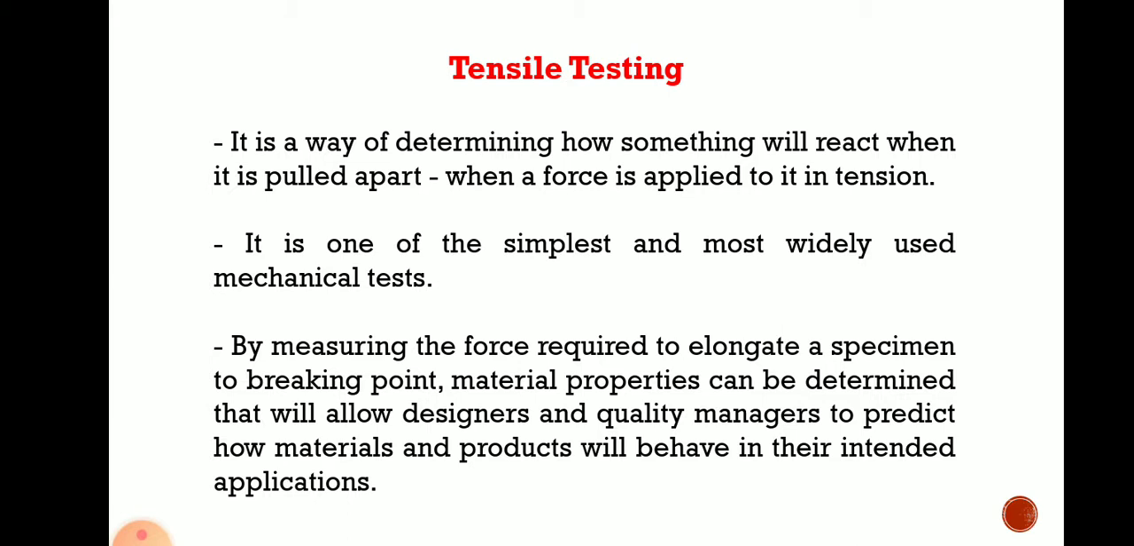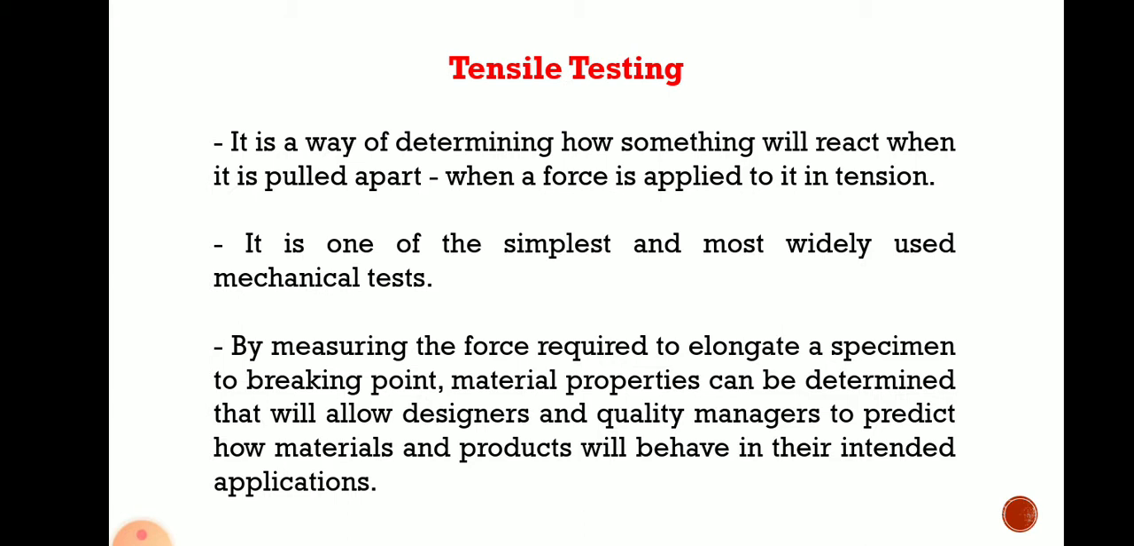In the tensile testing method, it is the way of determining how something will react when it is pulled apart. When we are applying a pulling force on the metal, how it behaves when the force is applied in a tension manner, that is nothing but a tensile test. It is one of the simplest tests and most widely used mechanical tests to find out the various properties of the metal. So various properties of the metal can be found by using this tensile test.